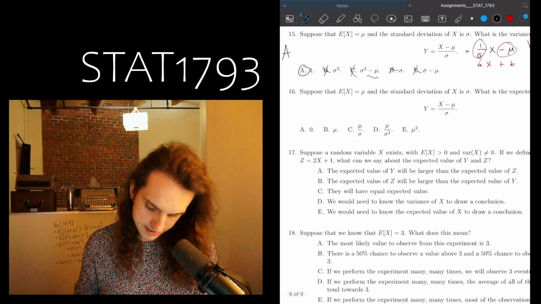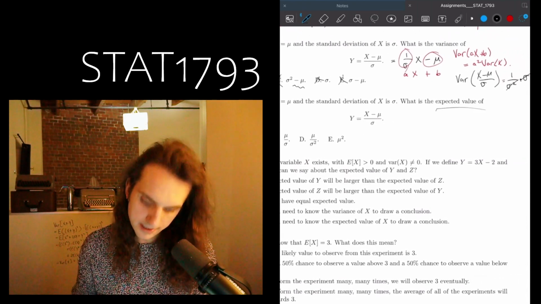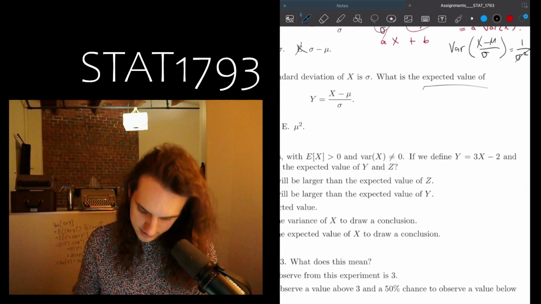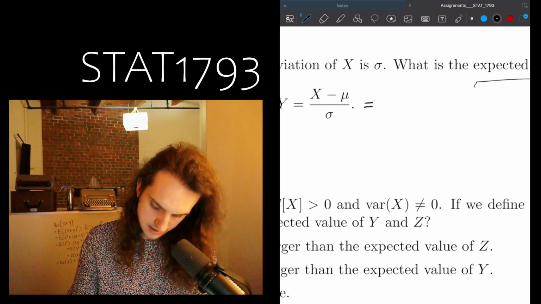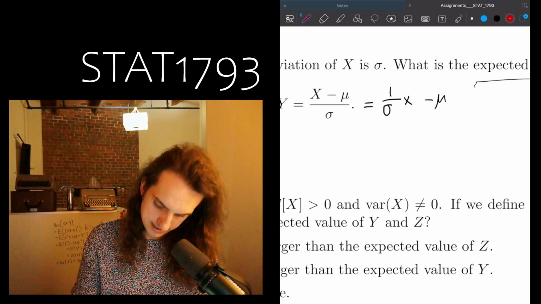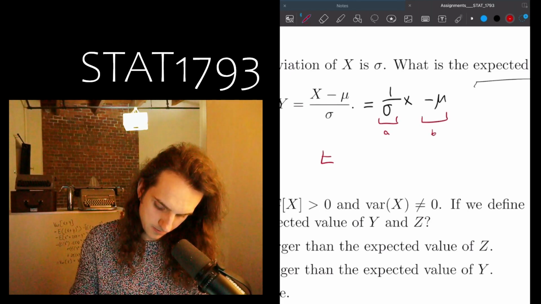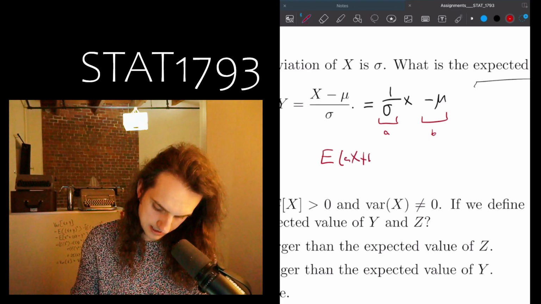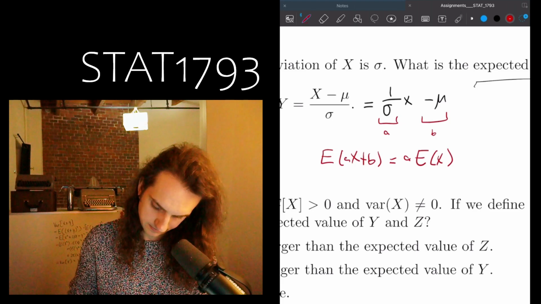Okay, if we look at 16, we have basically the same setup, except instead of the variance, we want the expected value, right? And so we can think about this in exactly the same way. This is going to be 1 over sigma times x minus mu. Treat this as A, treat this as B. The expected value of ax plus b is A times the expected value of x.